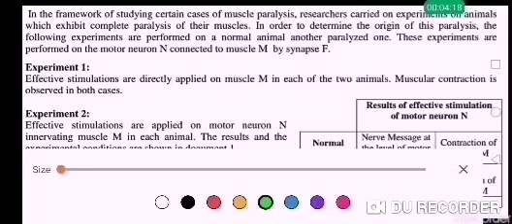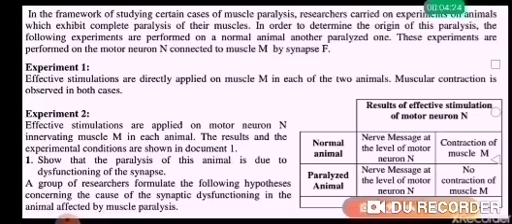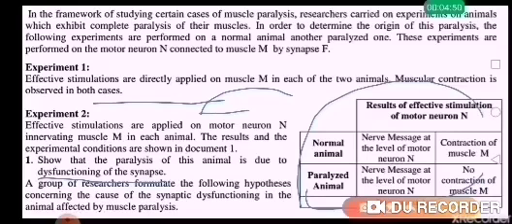When the students tried to answer this part, they thought that they have to analyze only the table. But part 1 says show that the paralysis of this animal is due to a dysfunctioning of the synapse. When you say this is the nerve and this is the muscle, the synapse is where the muscle is connected to the nerve or to the neuron.